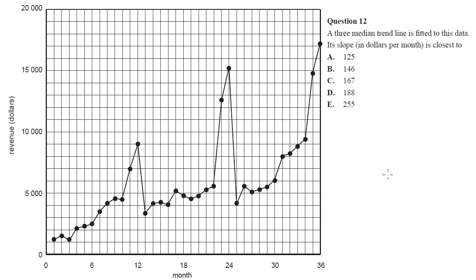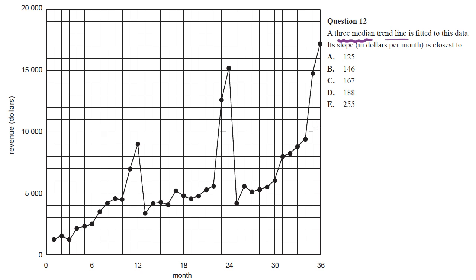Question 12 was about a 3-median regression line, and 37% of students in 2007 got this right, so not a great deal. So if you struggled with this question, you're in good company. The question said a 3-median trend line, so a 3-median regression line, is fitted to this scatter plot. Its slope is closest to.